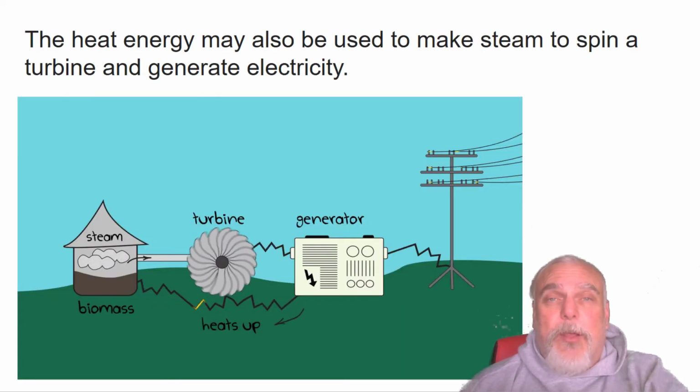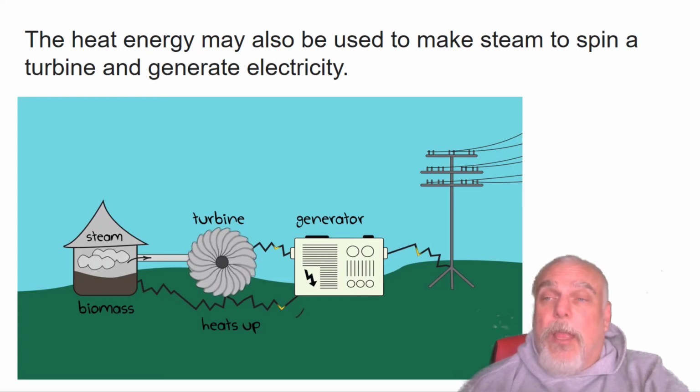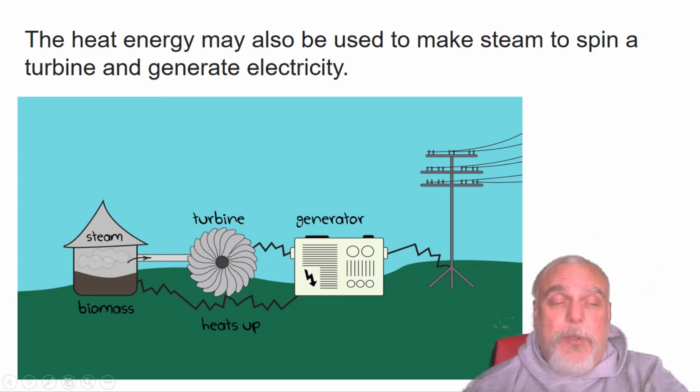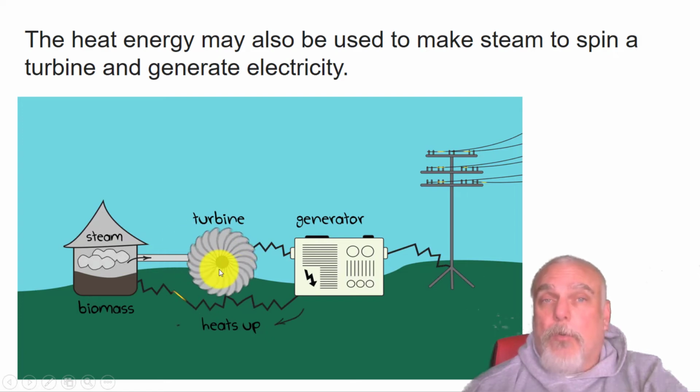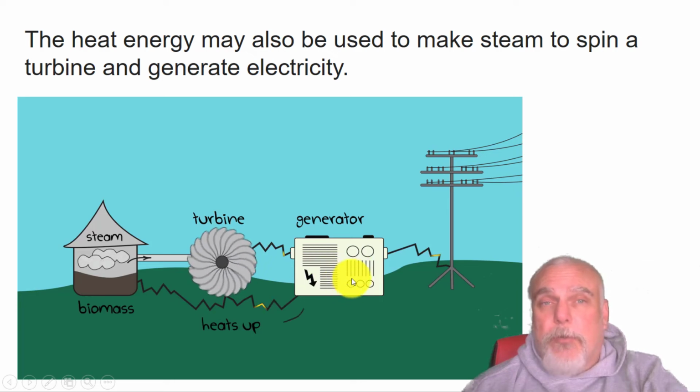The heat energy may also be used to make steam, just like we did with geothermal, and that steam can be used to spin a turbine and generate electricity. So here we have biomass. Let's say this is corn. We're going to burn that. There's going to be water. That water is going to boil, make steam. That steam is going to shoot through the pipe, spin the turbine, kind of like a water wheel or a windmill, and then that's going to move the generator. The generator is going to induce electricity, and there you go.